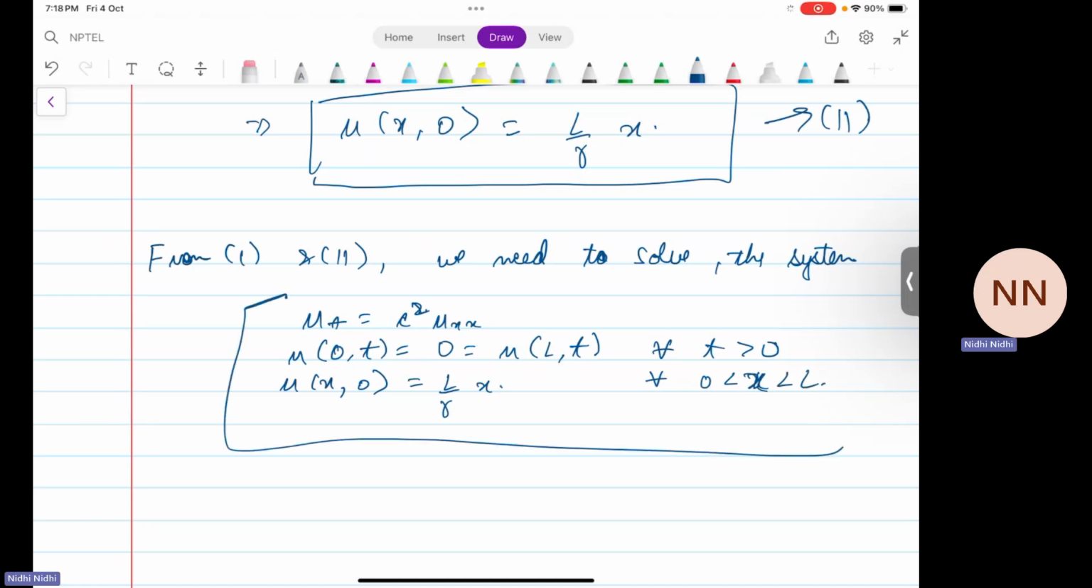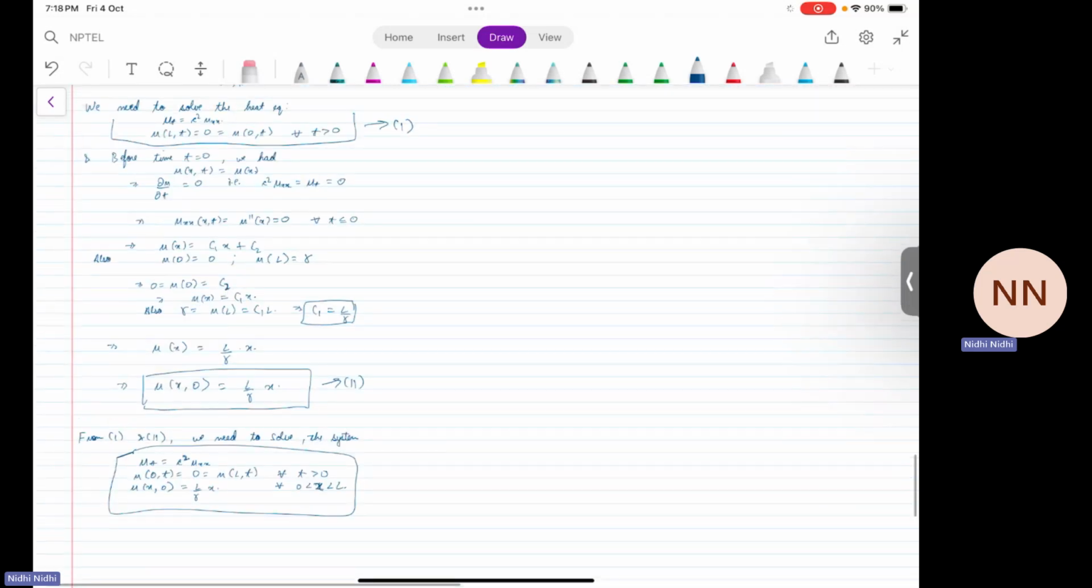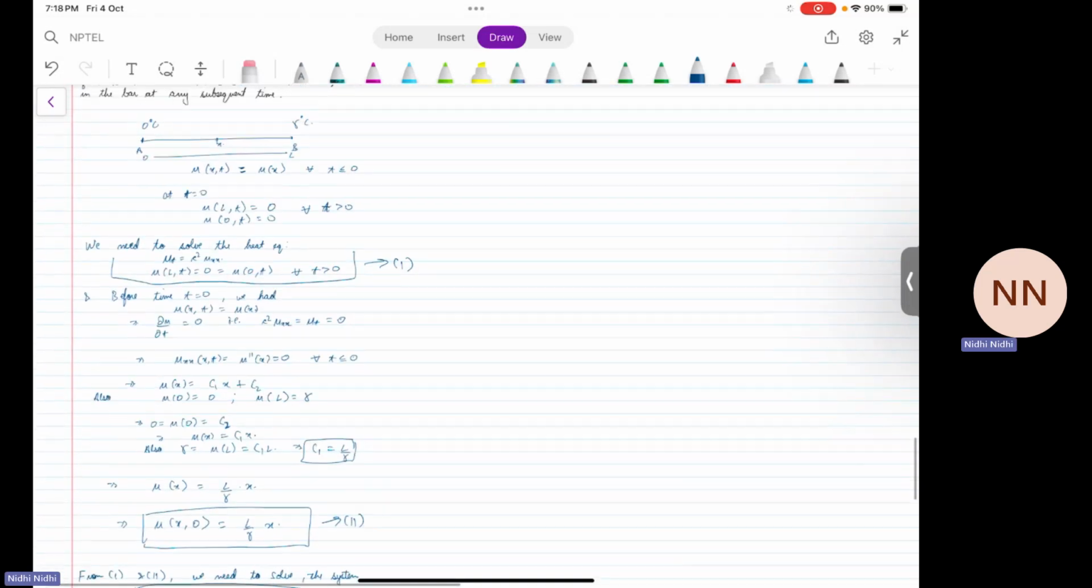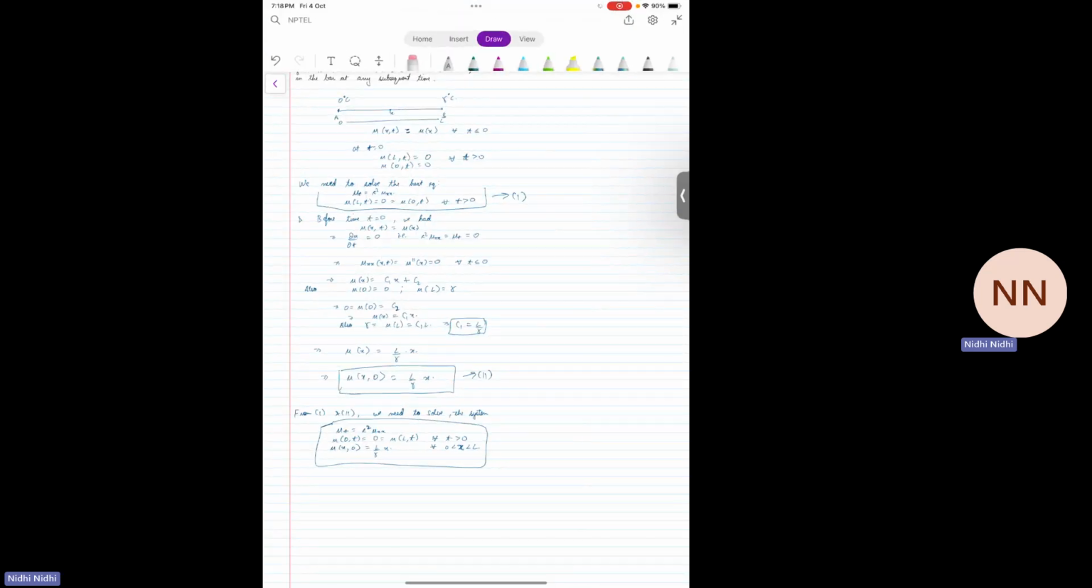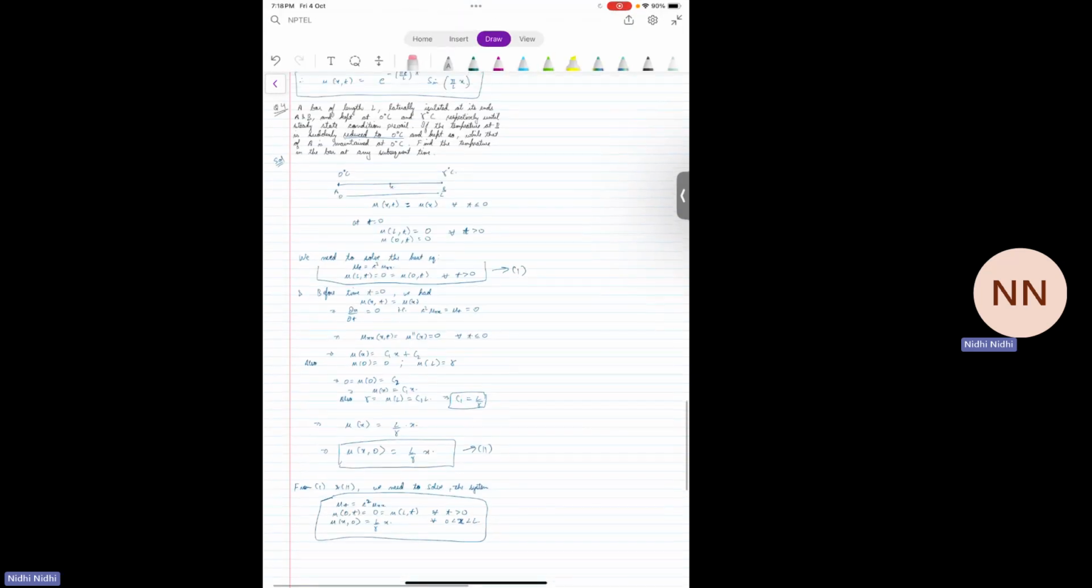So basically we need to solve this problem. I hope you all understood how we deduced the system that we needed to solve from the statement. Now I would wait for 5 to 10 minutes so that you can solve the system.